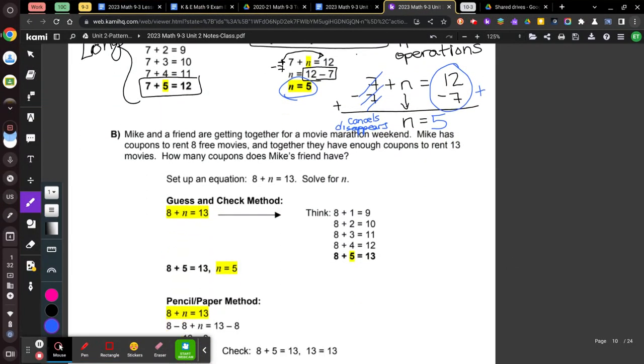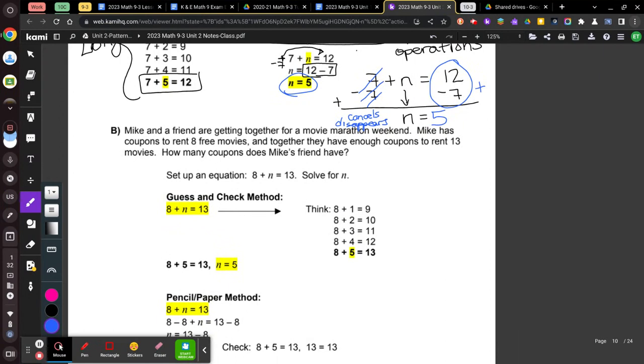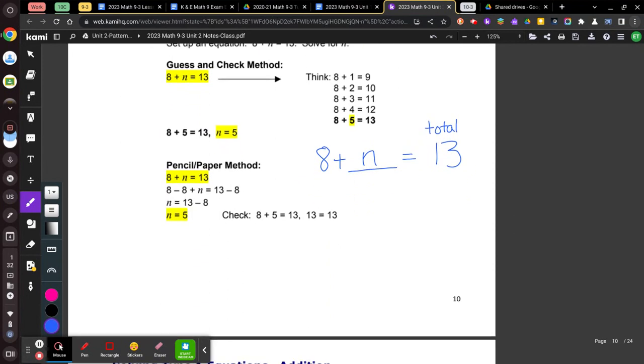All right, let's take a look at part B. It says Mike and a friend are getting together for a movie marathon weekend. Mike has coupons to rent 8 free movies, and together they have enough coupons to rent 13 of them. How many did his friend bring over? Again, you could do the guess and check, or I could say I've got 8 of them, plus my friend's tickets, I don't know how many, equals 13 altogether. This is our final total always. So I have 8 plus something gives me 13.